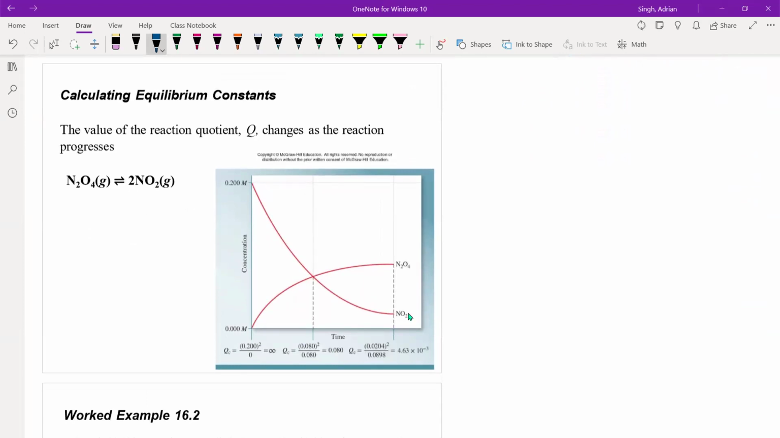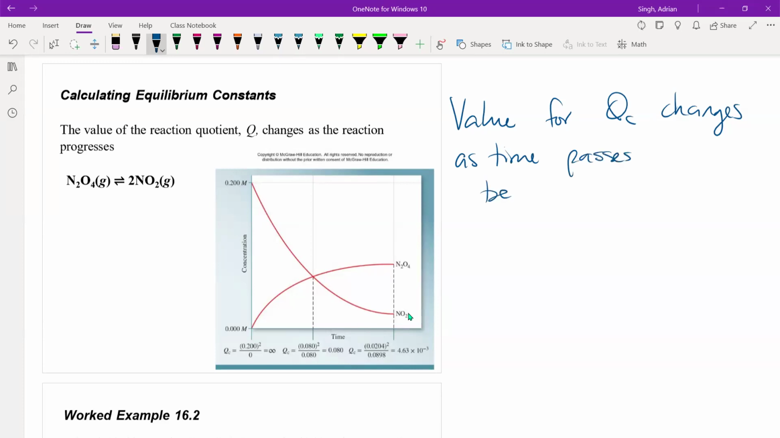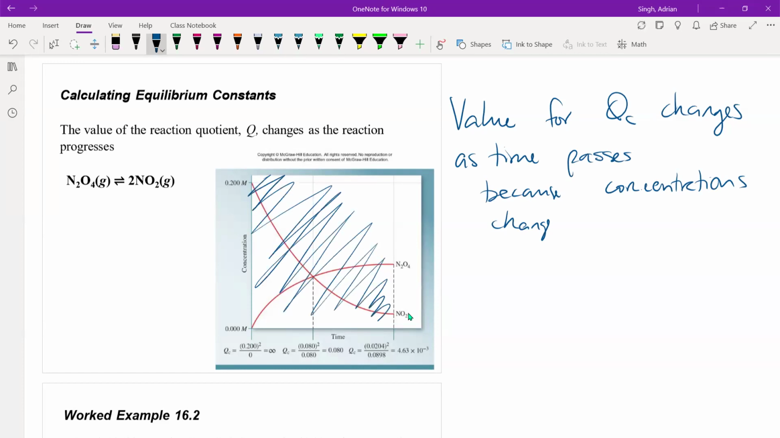What we will see also is that the value for Q changes. The reaction quotient value changes as time passes, and the reason is because the concentrations change, especially here at the beginning. This entire part of the reaction that I'm shading in is not a flat line for the products or the reactants. It's a slope in both cases, so there is a change in the concentration of each of these things. However, once we get to equilibrium, which is right about these points here, then we have our flat lines, and at that point the value for the reaction quotient doesn't change.